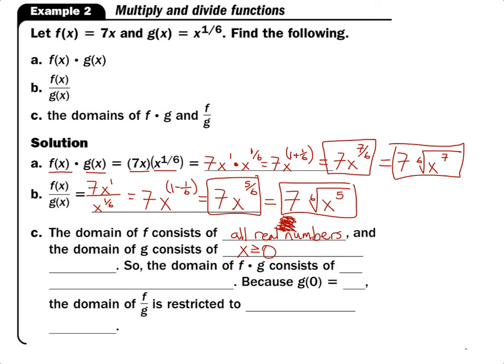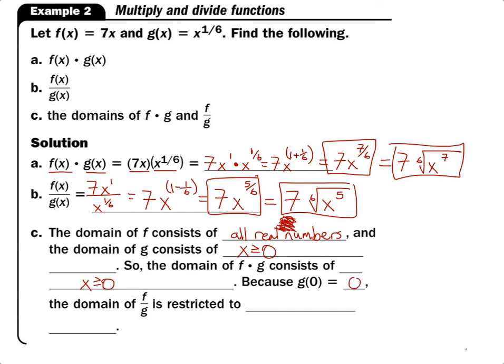So the domain of f times g consists of, and this is where it's actually more interesting, because the domains are not the same for each of the functions. So you take numbers that are in both of them at the same time. So x has to be greater than or equal to 0. And that's wonderful for multiplying. But there's something else going on with dividing.